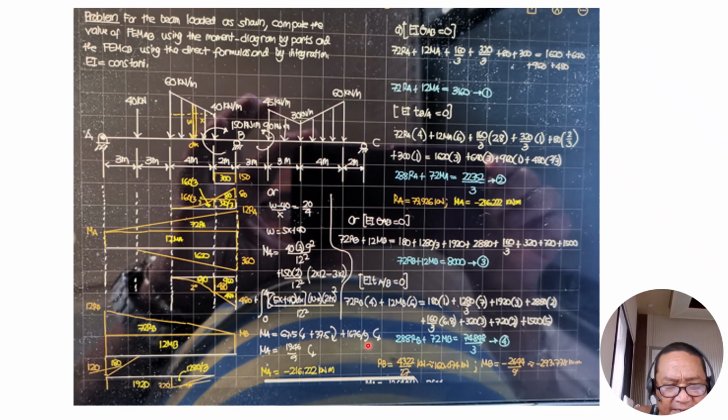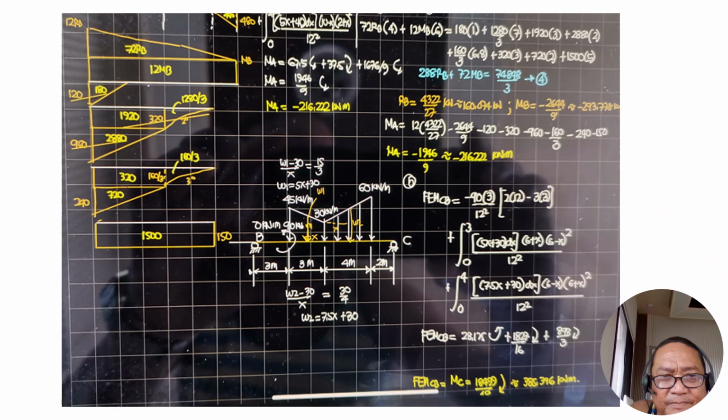1676 over 9. So that moment at A is, I cannot read it here, 1946 over 9 counterclockwise, or that's negative 216.222 kilonewtons. It's the same as that. Then for the explanation of the second part, because we cannot see this, take note we already calculated RB and MB. So we just add the two.